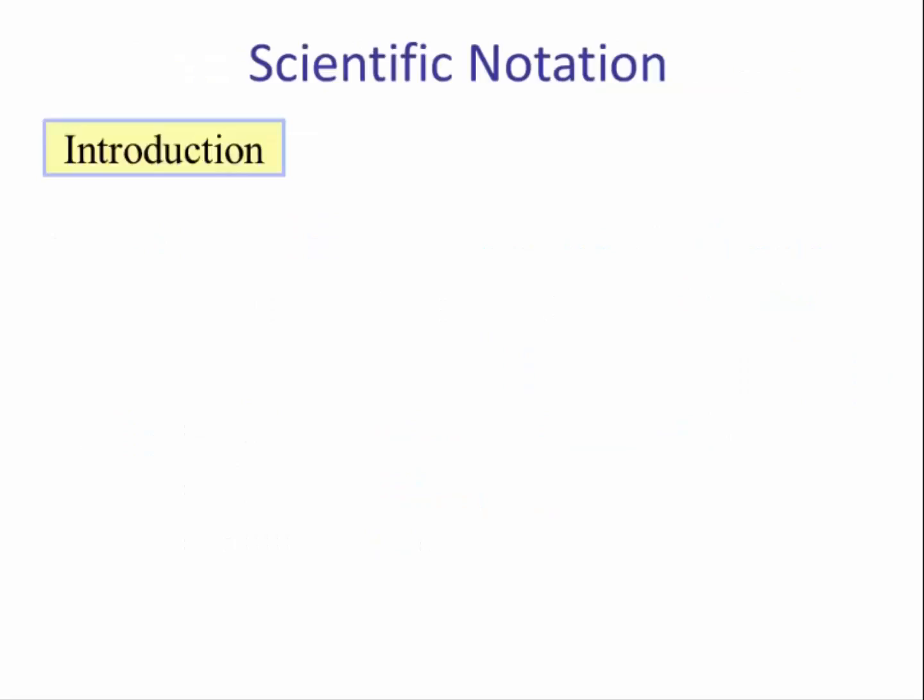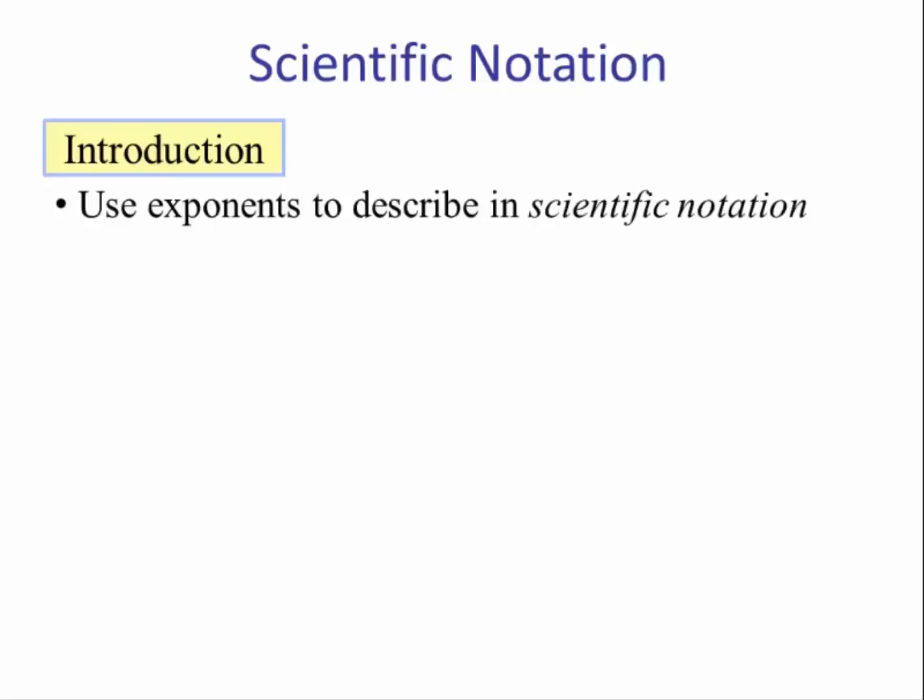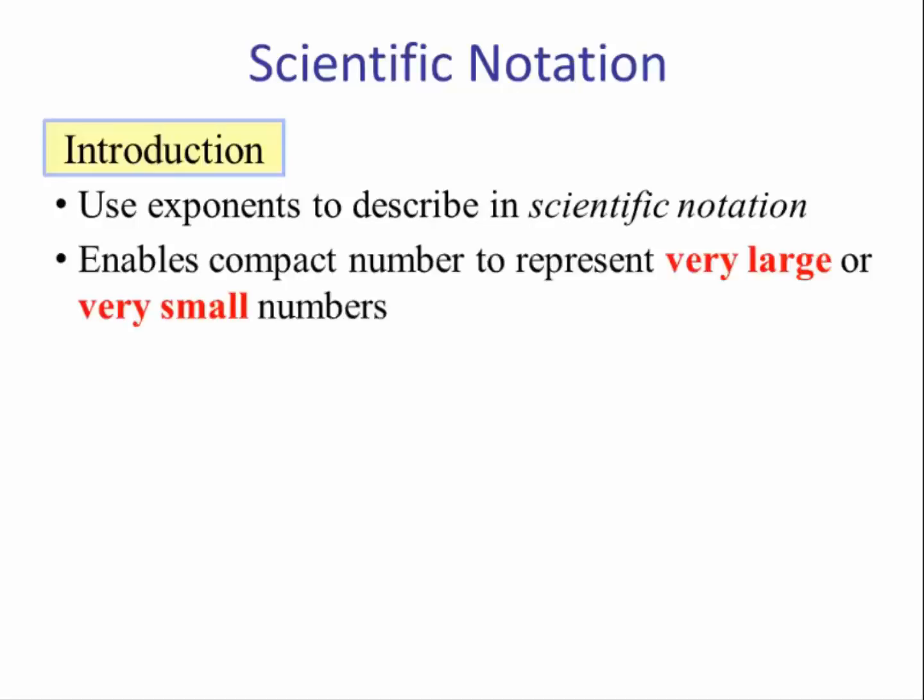Lesson objective. Scientific notation. Introduction. Exponents are very useful when we use scientific notation. Scientific notation allows us to represent very large or very small numbers. Scientific notation is used a great deal in science, classes like chemistry and physics, where we are talking about a long distance, maybe from the Earth to the Sun, or very small numbers like the length of an atom.